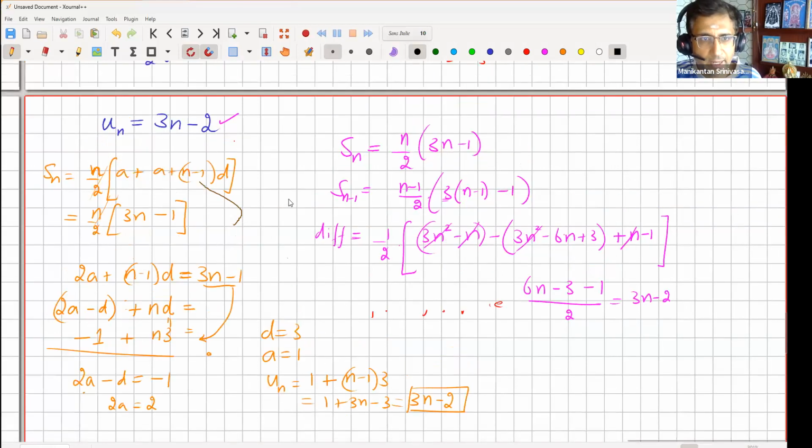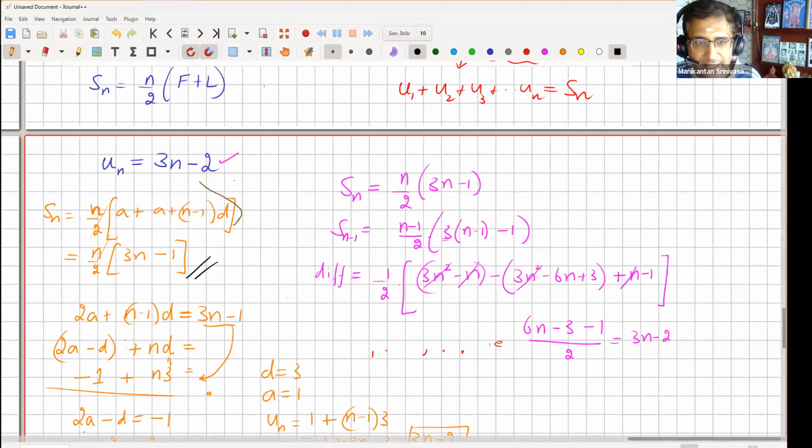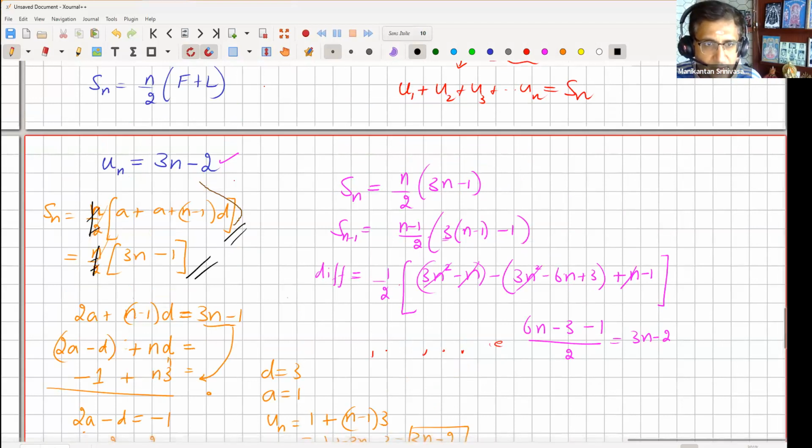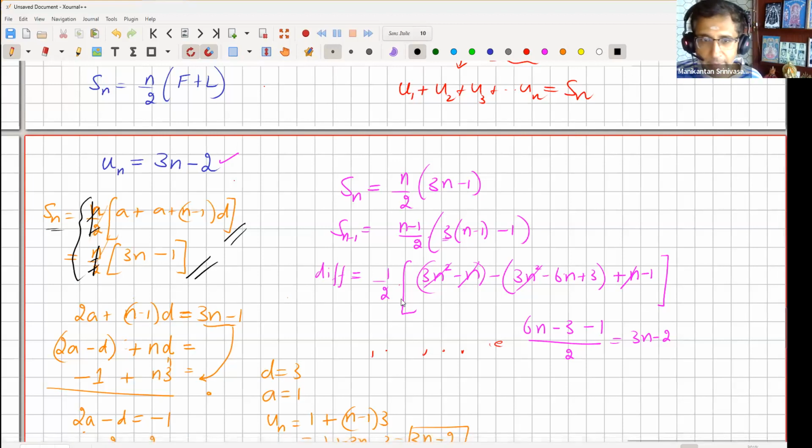So in this problem, it's given that n by 2 times 3n minus 1 is the sum till n terms. And then I'm saying n by 2 can get cancelled. This n by 2 and this n by 2 can get cancelled. Are you with me, Thais? Okay, so that's all I did. I cancelled off the n by 2. I should not be cancelling here because Sn still needs the n by 2. But when I'm equating this and this, I can cancel off the n by 2. Right, guys?